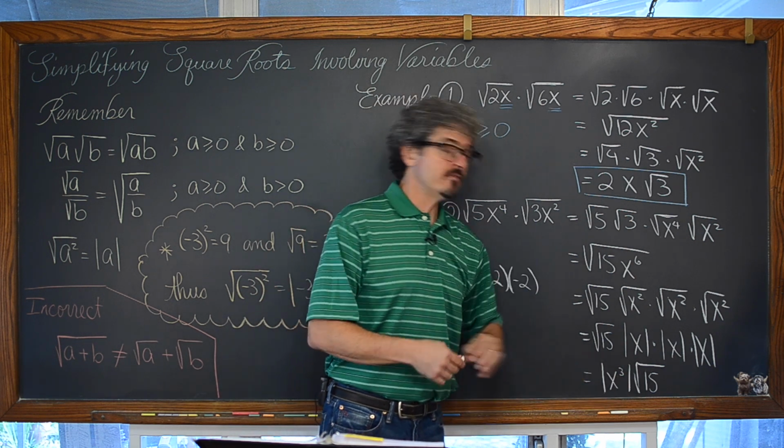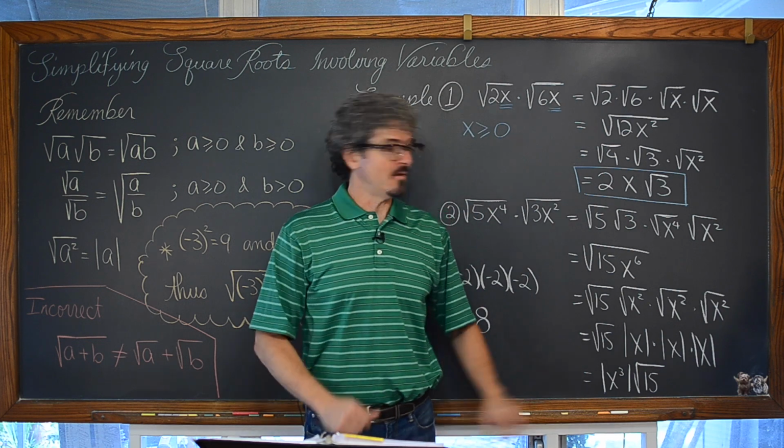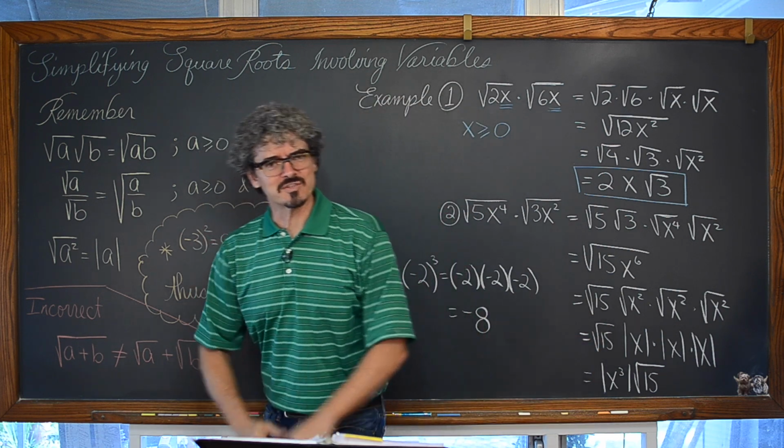Now our next example is going to discuss what happens if you do all this simplification and you have an x to an even power. Coming up right now: what do you have to do with those absolute value functions?